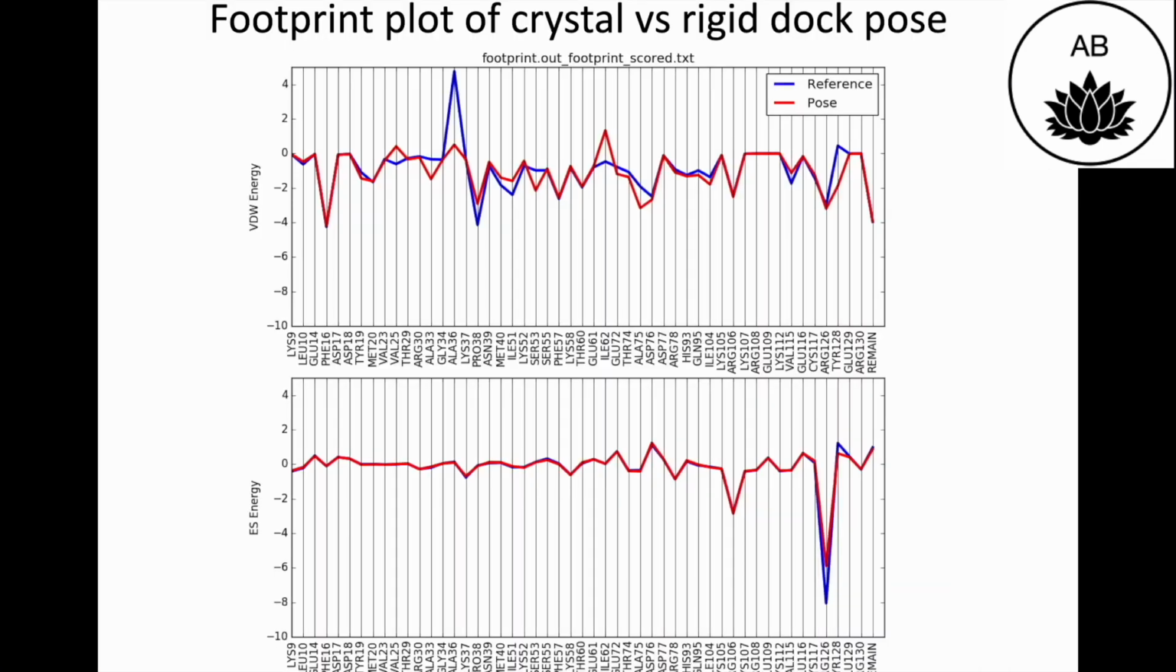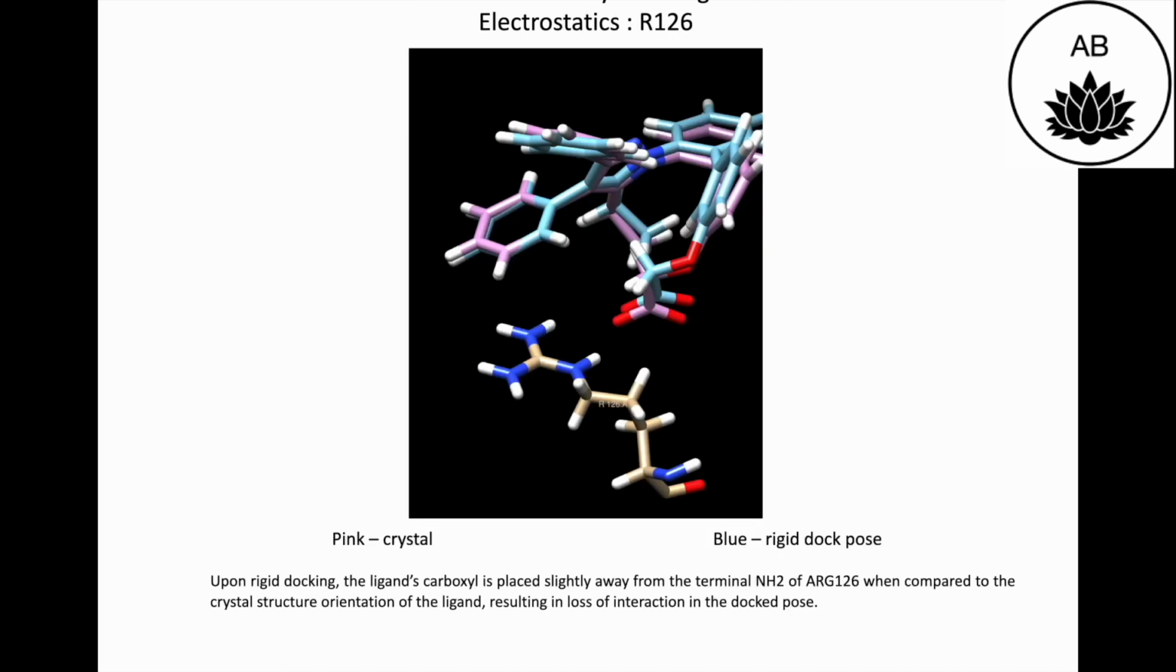Now shifting our focus to the electrostatics energy plot, which is down below, you will see that there's a marked difference at arginine 126. Here, I'm talking about this residue. So what's going on over here? Let's take a look at the molecular interactions. I have just the arginine residue shown here. The crystal ligand structure is in pink and the rigid docked pose ligand structure is in blue.